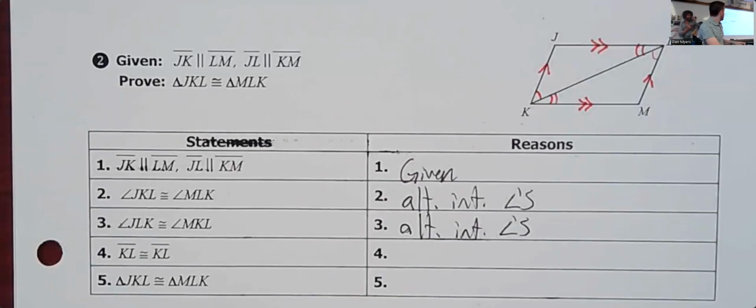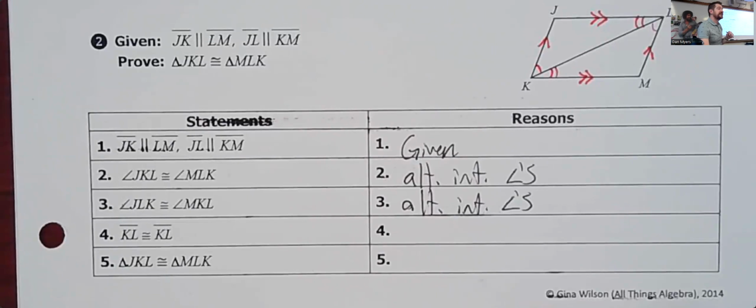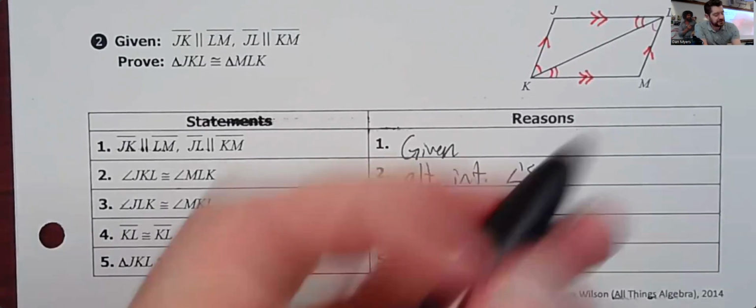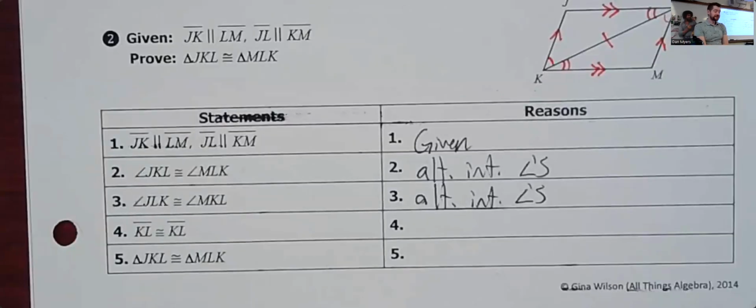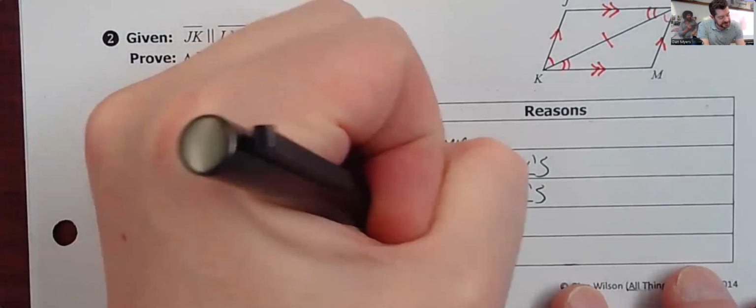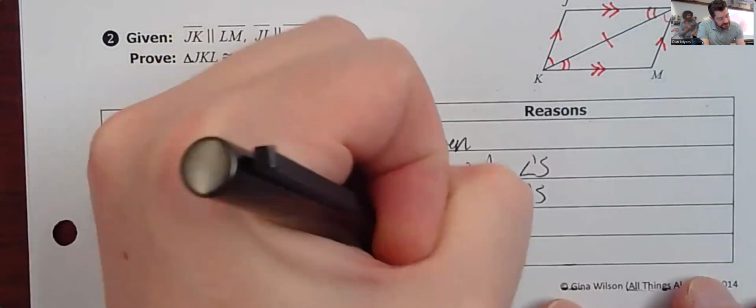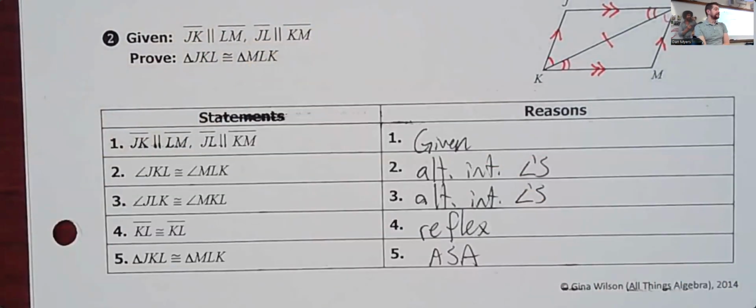All right. And then it says that KL is congruent to KL. I think it should say KL is congruent to LK. We'll brush over that a little bit. So that one right there. What's the reason? Reflexive, yeah, because it's the same thing. And then we'll finish up with angle side angle, because the side is in between the two angles that are congruent.